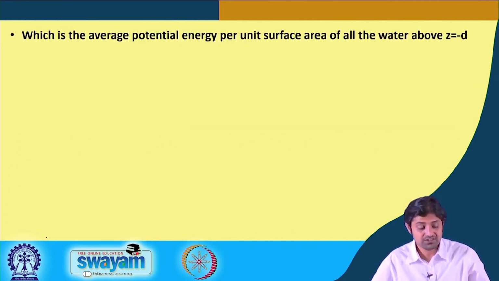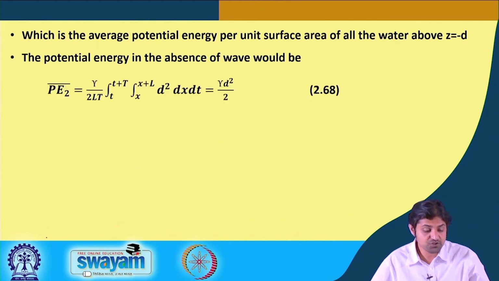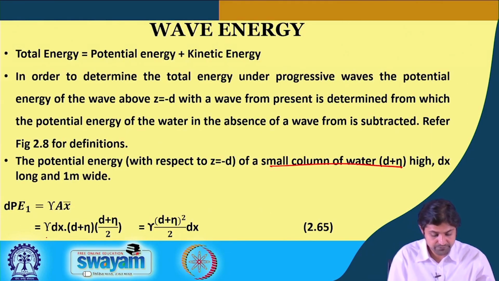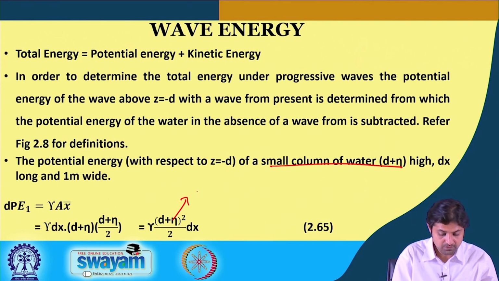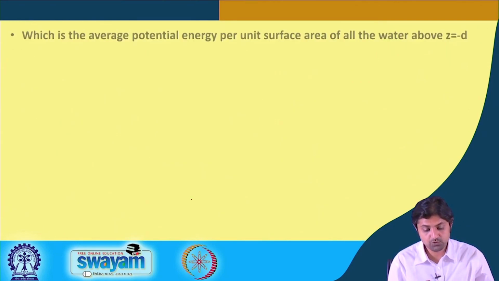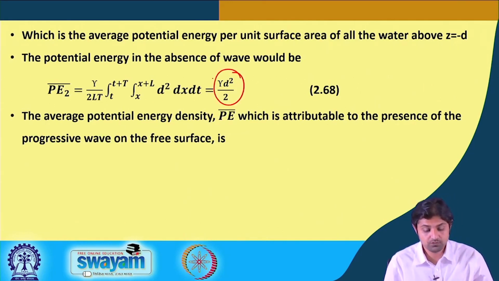However, this is the average potential energy per unit surface area of all the water above z equal to minus d. Now, we should also calculate the potential energy in the absence of the wave. When the wave is not there, there will be no eta in this term. You see, there was eta here. Now this won't be there when there is no wave, and we do the same procedure for finding the total potential energy, and this comes to be gamma d squared by 2.